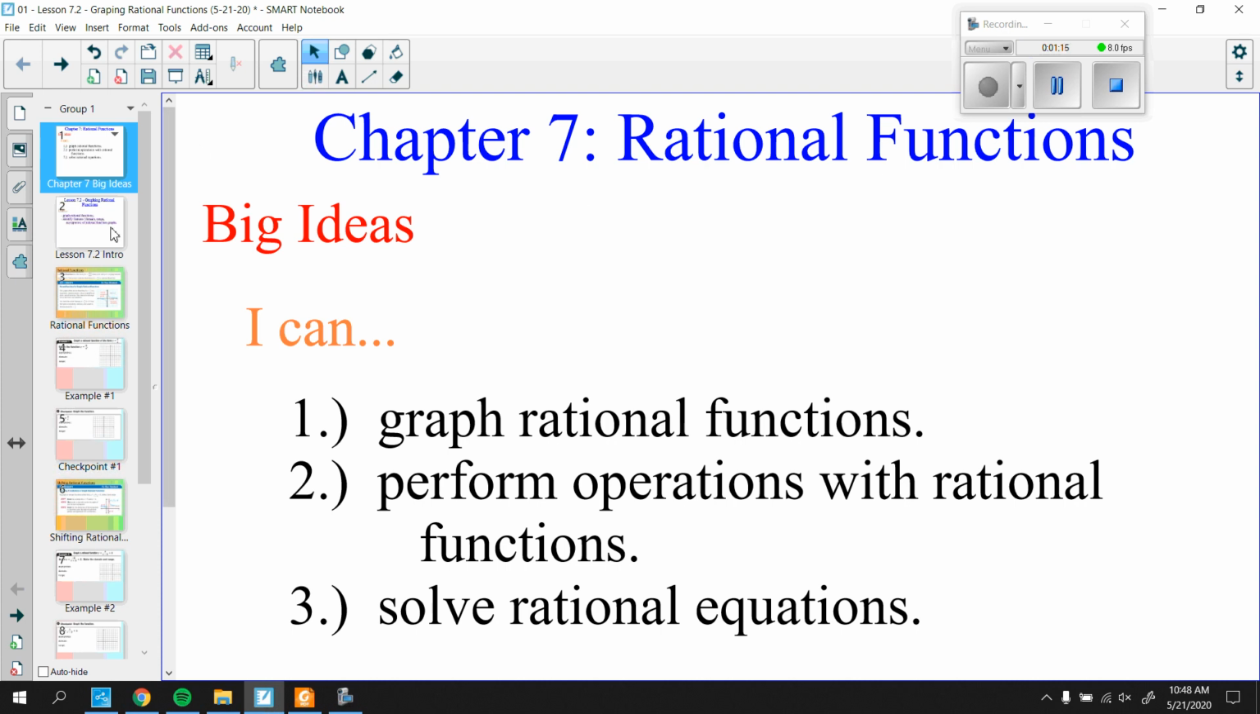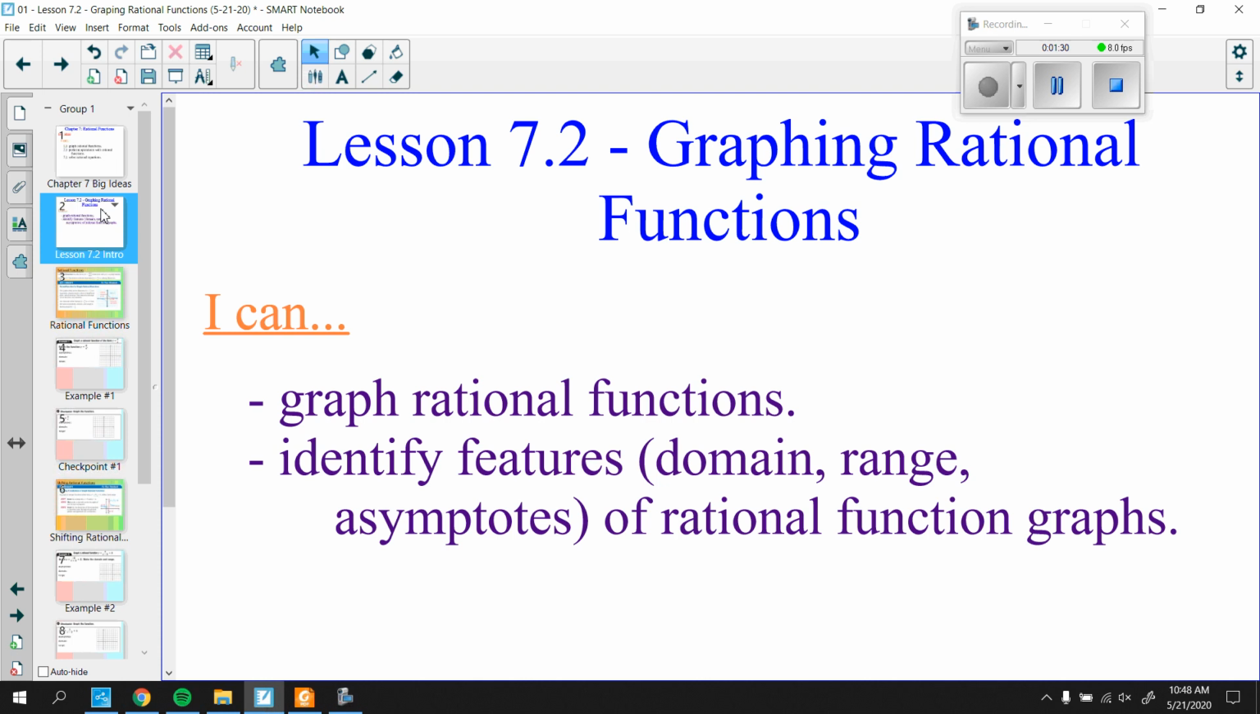So, rational functions. Obviously we have to define what that means. We'll do some graphing today specifically. And I know we all do a pretty good job with the solving, so we'll get to that towards the end. As before, we're skipping around and hitting some of the bigger topics, so we're going to start with graphing rational functions, 7.2.